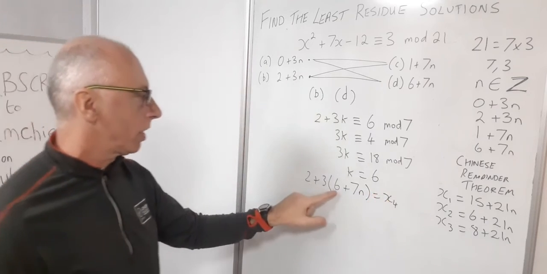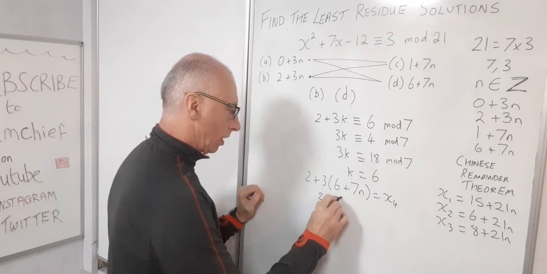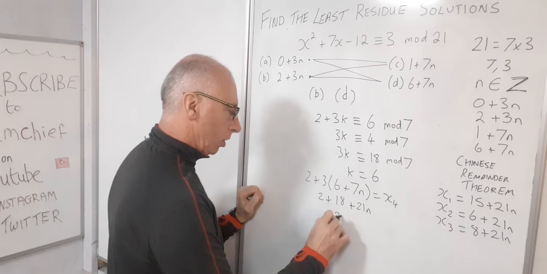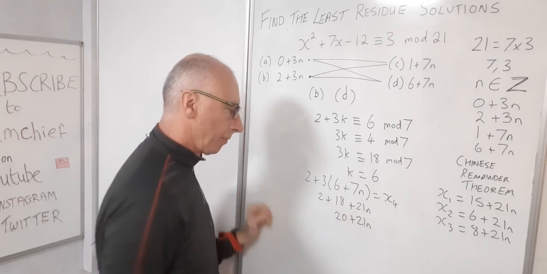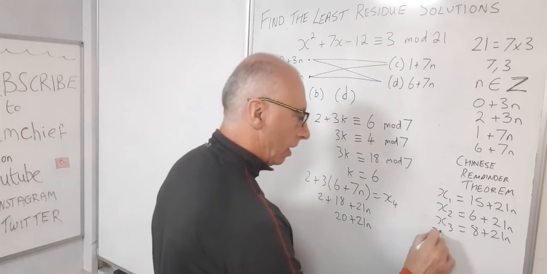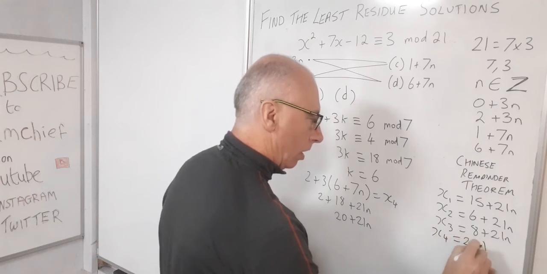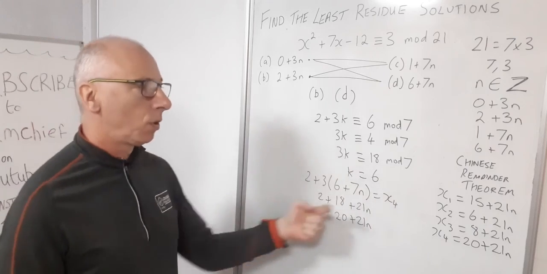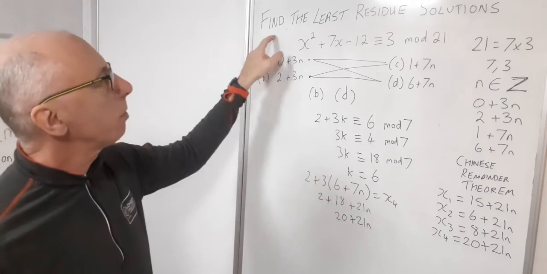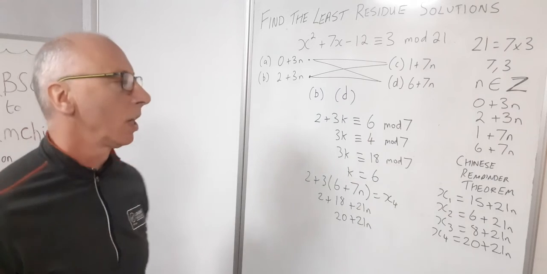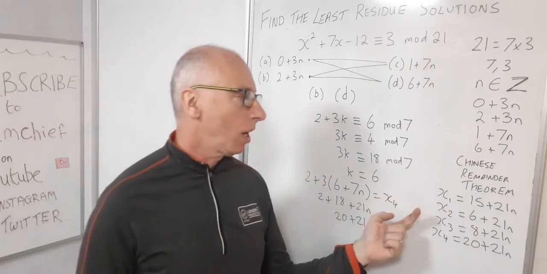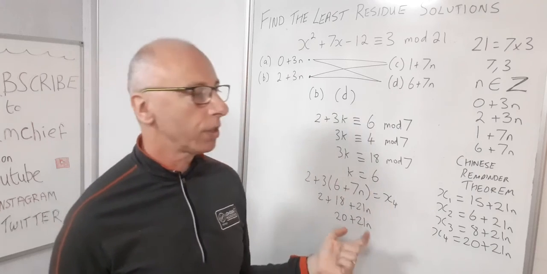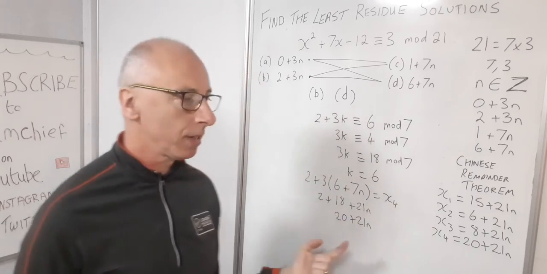So 2 plus 3 times 6, that's going to give you 2 plus 18. 3 times 7, 21. So that's going to give you 20 plus 21n. So let's plug that in here. Okay, that's my 4 solutions. But the question asks me to find the least residue solutions. So this here gives us our infinite solutions. What we're looking for is just the least residue solutions. That's just going to require us to have 4 answers.